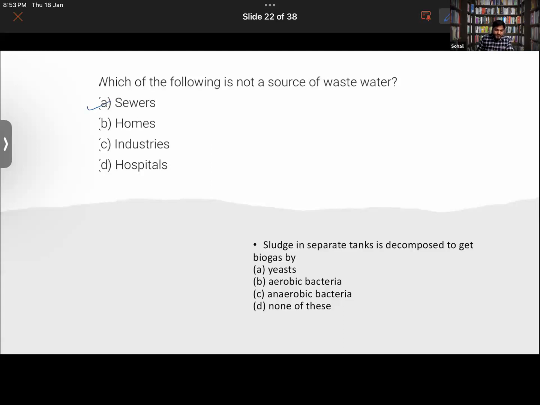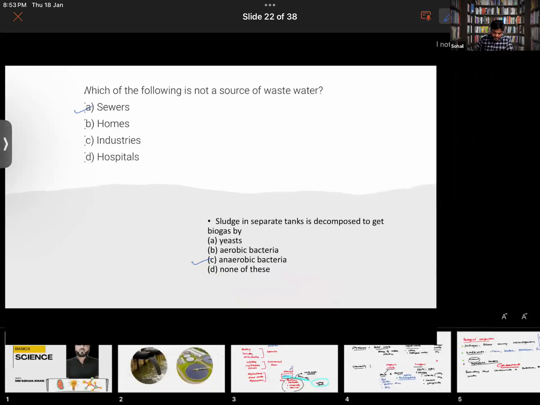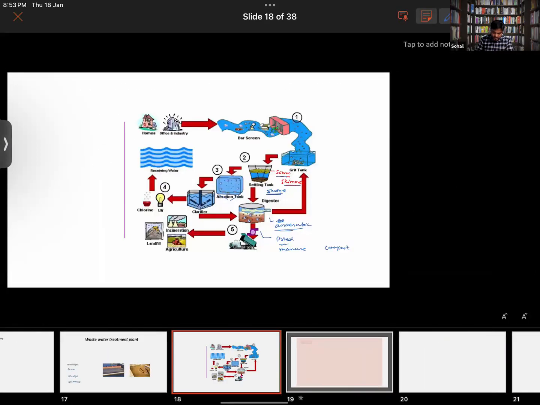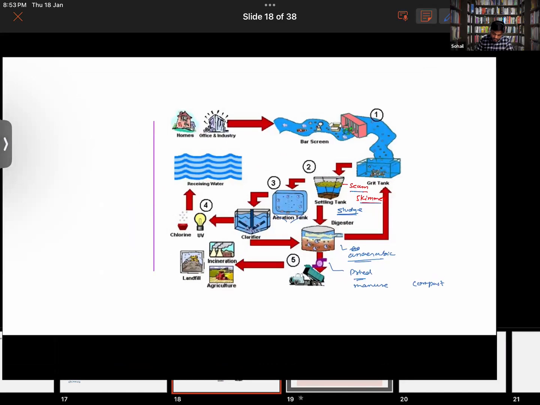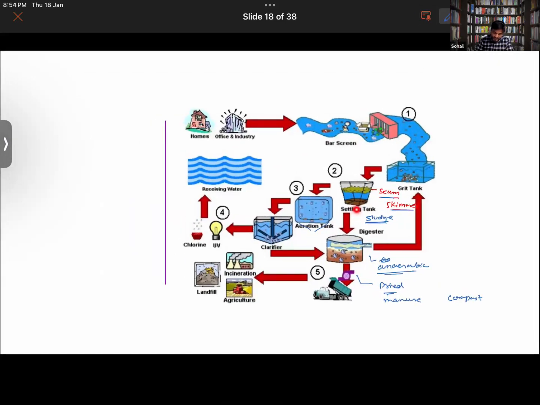So that is correct. And the second one, Chakrika, you can say it. Sir, is it the anaerobic bacteria? Exactly. That is the anaerobic bacteria, right? So the sludge, whether it is from the settling tank or coming from the clarifier, both of them go into the digester. And here, anaerobic respiration is taking place, while in the aeration tank, aerobic respiration is taking place.